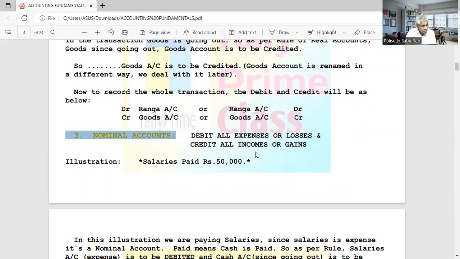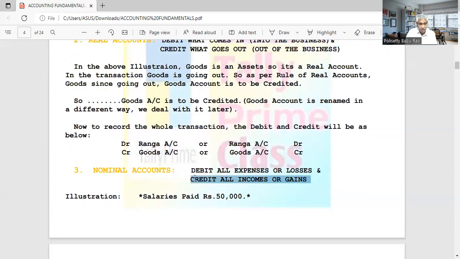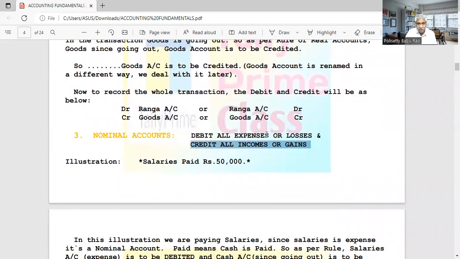So if it is expense, what to do? If it is income, what to do? So the rule is: debit all expenses and losses. Either expense or loss, you have to debit the account, and credit all incomes or gains. That means if it is a gain or income, then we have to credit that account. Remember, understand? So debit all expenses or losses, credit all incomes or gains. So this is the rule of nominal account.